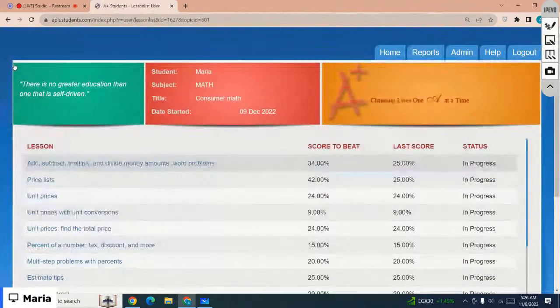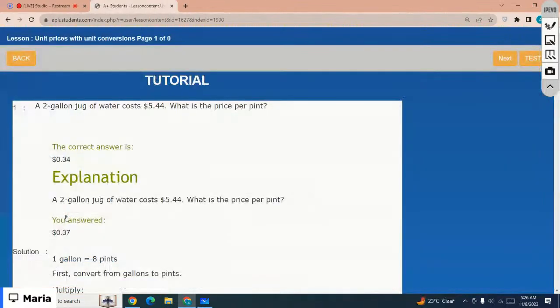And the next lesson is unit prices with unit conversions. Okay, so you have to calculate the unit prices and you also have to do the conversions, right? Just look at the example. A 2-gallon jug of water costs $5.44. What is the price per pint?